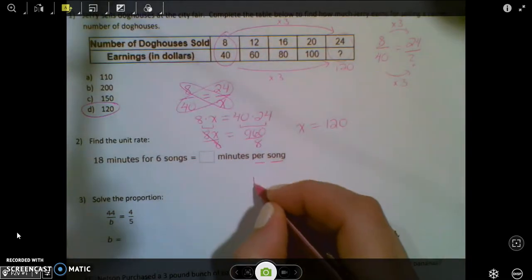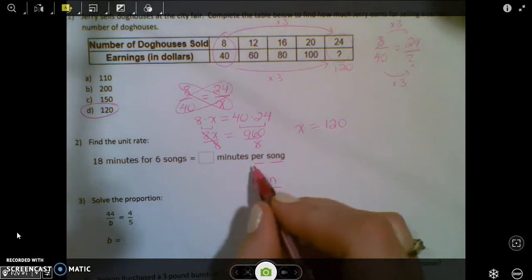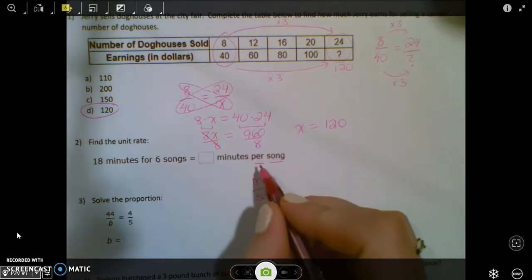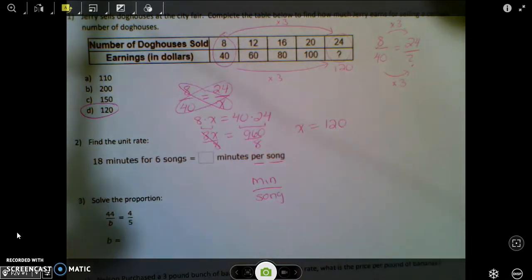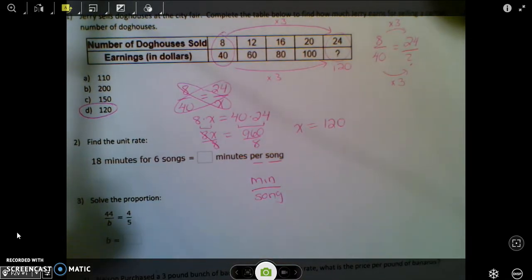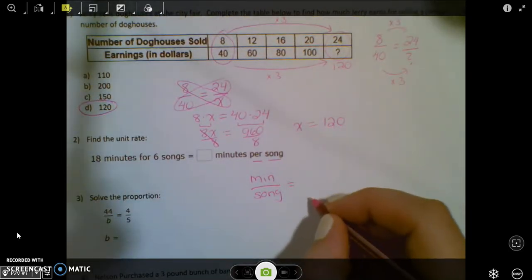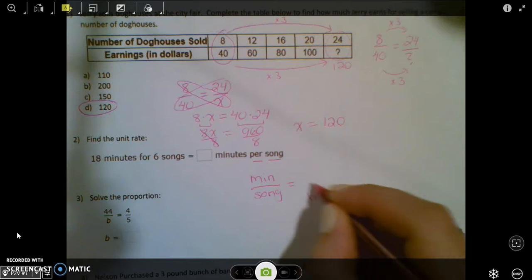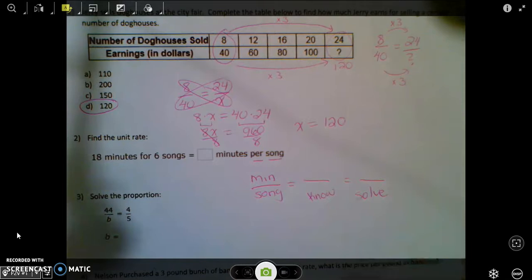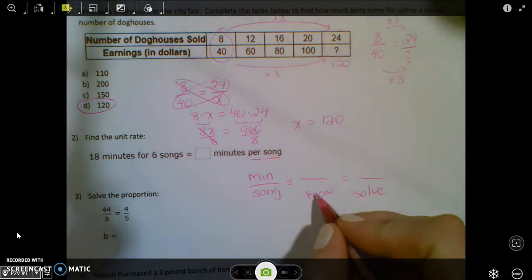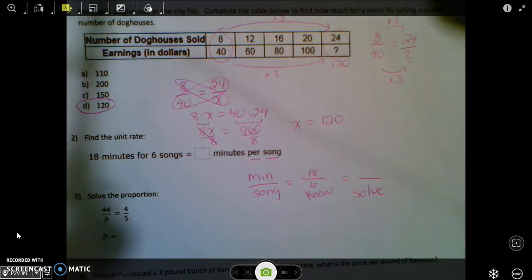So I have minutes per song, okay, where you see how this is set up kind of in the question there, or the second half of the equal sign, basically, second half of the equation. That's showing you the order. So minutes per song, okay. Remember when you set up a proportion, it's what you know for the first ratio, and then what you're solving for the second ratio, okay? I know for the first ratio, 18 minutes for 6 songs, okay?